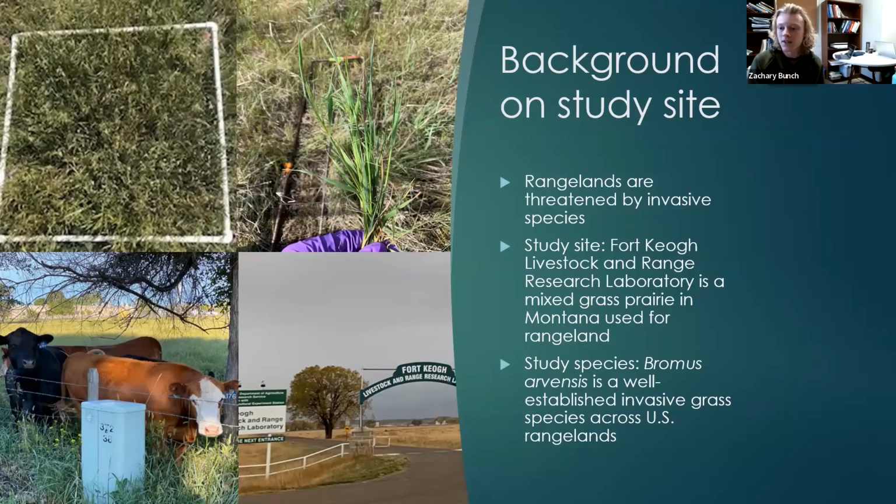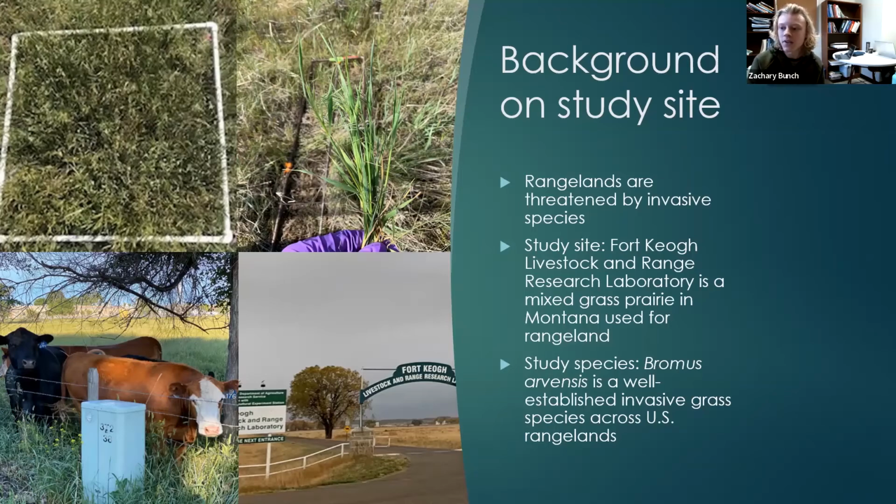On the bottom left is an image of cows at our study site at Fort Keogh Livestock and Range Research Laboratory in Montana. I included this picture just as a reminder that Fort Keogh is an active rangeland in which cows constantly graze. On the bottom right is just a picture of the entrance to Fort Keogh, but it gives you a feel for what this location is like.